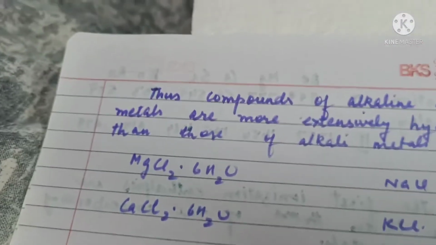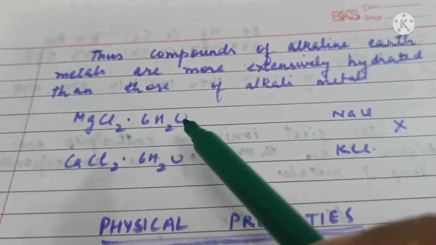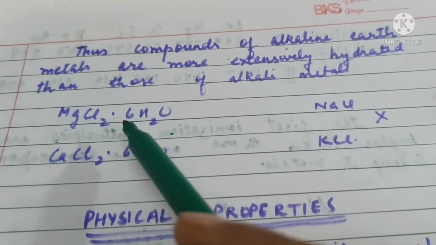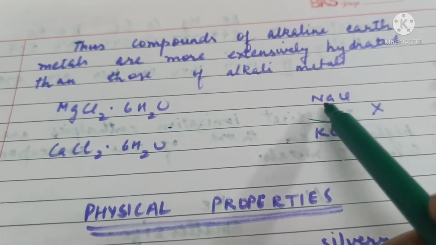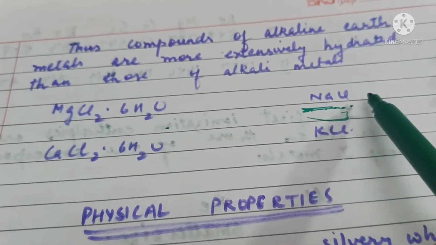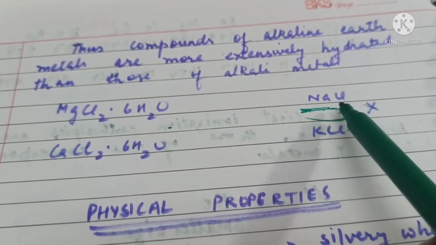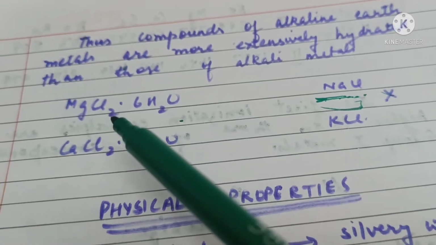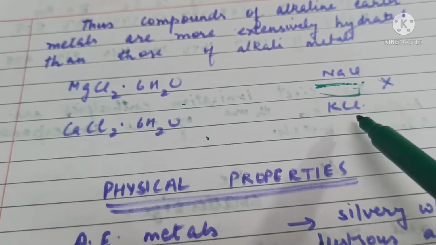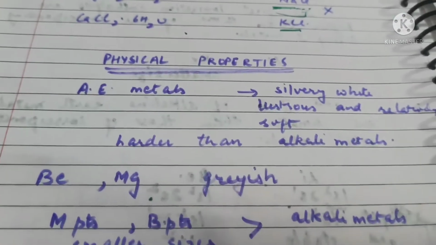Compounds of alkaline earth metals are more extensively hydrated than those of alkali metals. So magnesium chloride is hexahydrated, MgCl2·6H2O. In comparison, alkali metal halides like NaCl do not show a hydrated compound. Similarly, calcium chloride hexahydrate we have with alkaline earth metals. KCl is not hydrated.